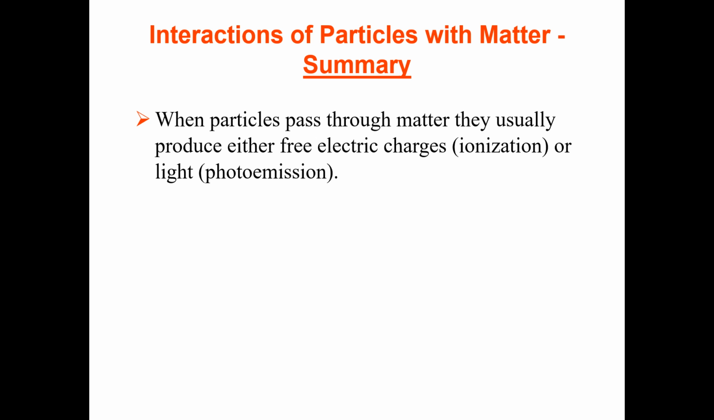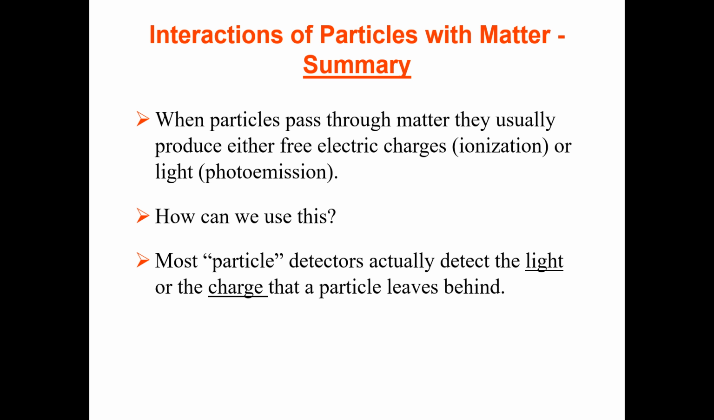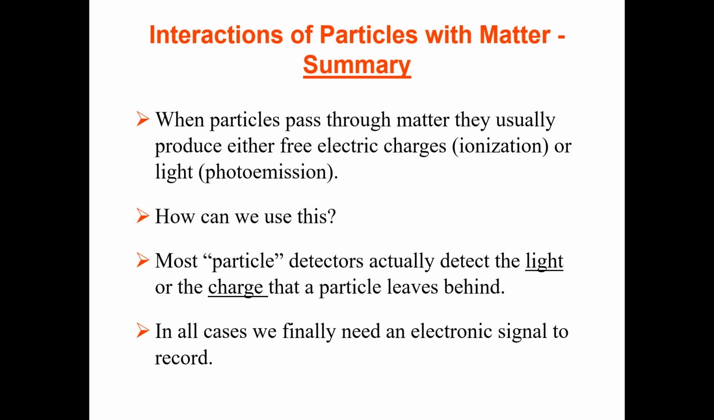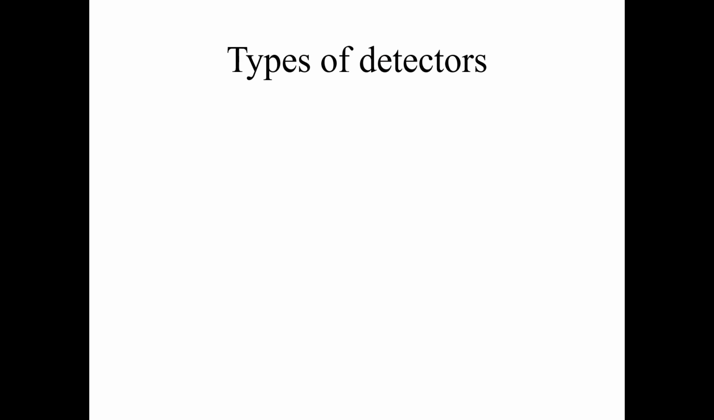So in summary, during the interaction of particle with matter, when a particle passes through matter, it usually produces either a free electric charge, which we call ionization, or light, which we call photoemission. How can we use this? The most important thing is that the particle detector usually detects the light or the charge that a particle leaves behind. In all cases, we finally need an electronic signal to record, and that electronic signal in other words gives us a sense of the particle detection.